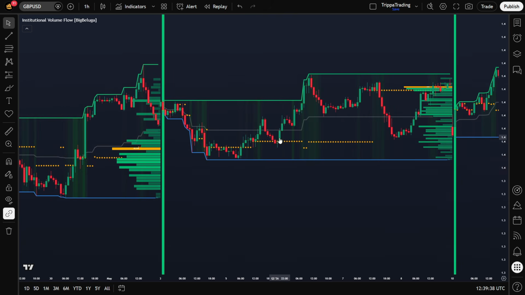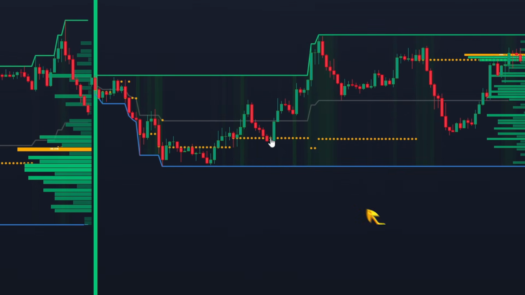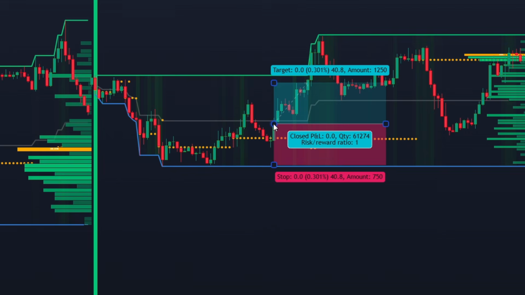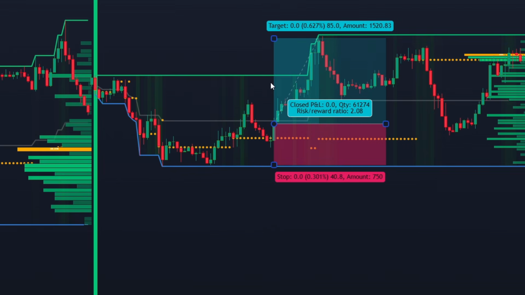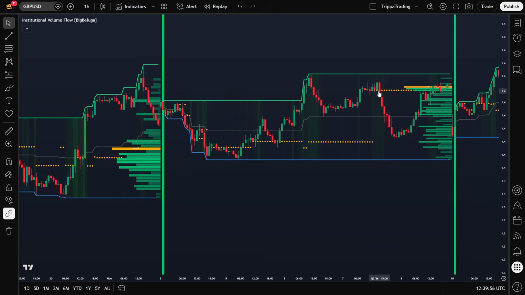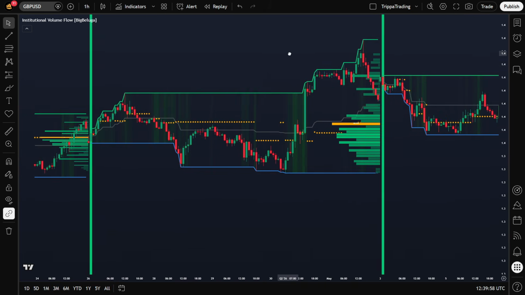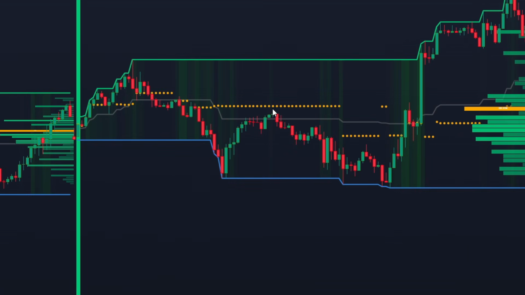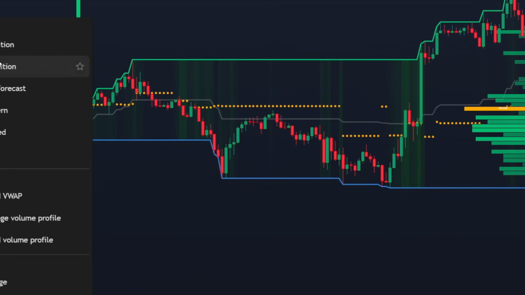For example, if your strategy gives you a buy setup near a POC and the overall context supports the trade, then that setup becomes more interesting because price is approaching a level where strong market activity already happened before. That means the level can act like support. The same logic works for sell trades. If price is approaching a POC from below, that level may act like resistance.